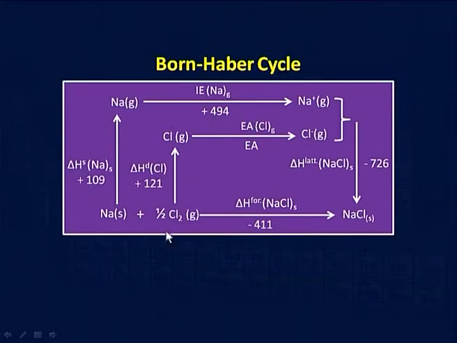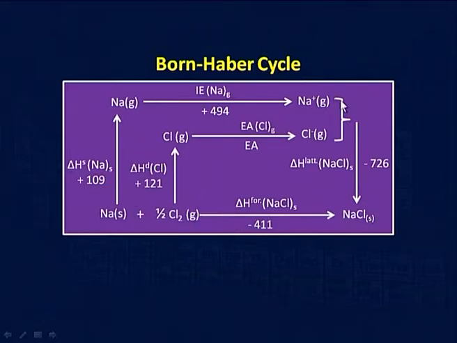If we go through this cycle, all the enthalpy changes are illustrated in this figure. Here we find that the sodium atom is taken in the solid form, and half of the chlorine molecule, that is one chlorine atom, is in the gaseous form. When they unite, they give rise to a sodium chloride crystal, which is solid. This is the heat of formation of sodium chloride, and its value is 411 kilojoules per mole.